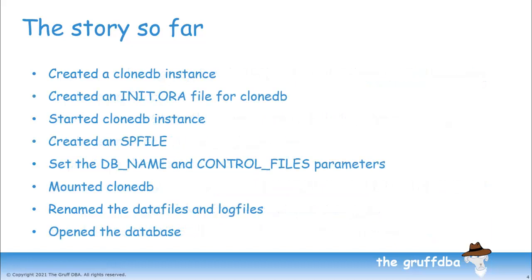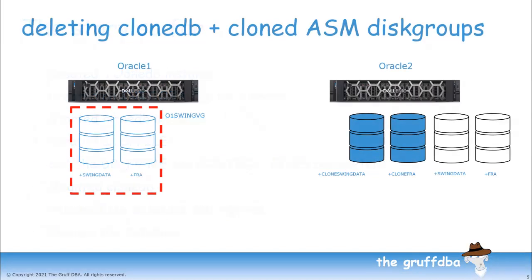Then in the second video, we created a CloneDB instance. We created an init.ora file for the CloneDB, then we started the CloneDB instance, created an SP file, set the DB name, set the control_files parameter, mounted the database, renamed the data files and the log files, and finally we opened the database. And then just for good measure, we did a refresh just to show that on the second go around, it is much simpler. And in this last video, we are going to delete CloneDB.